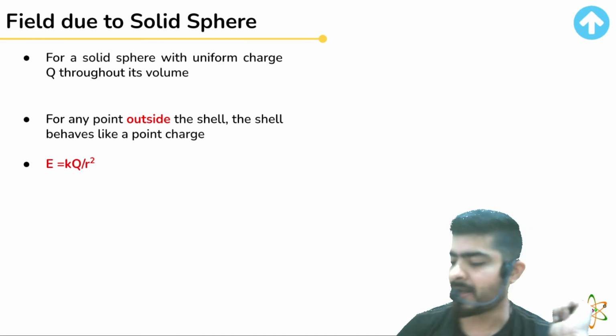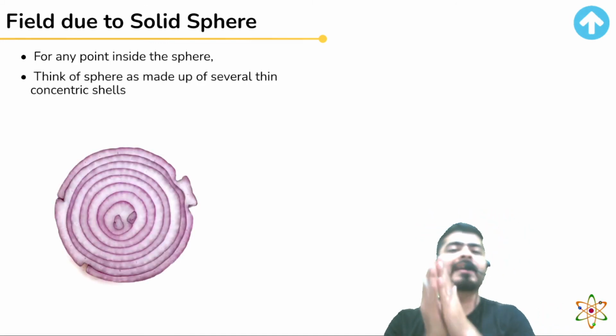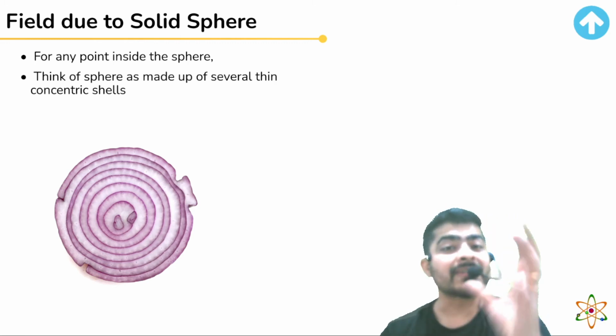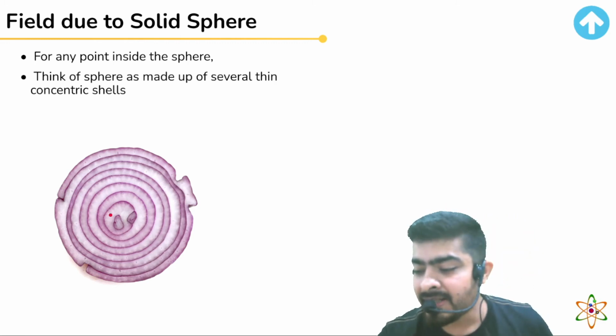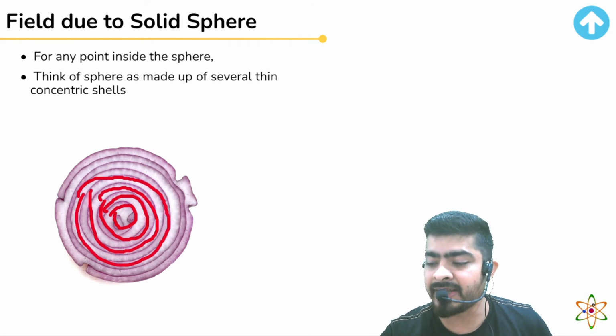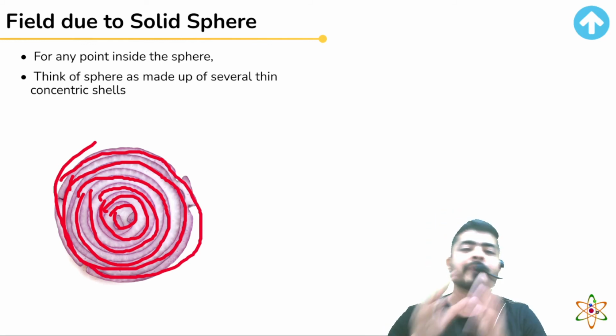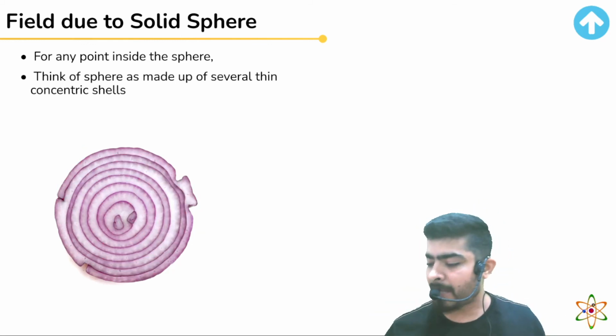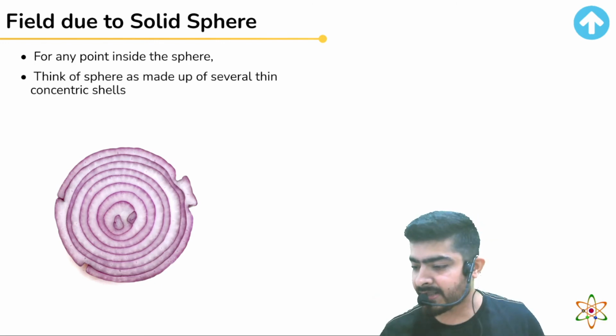Okay, now what about when you are inside the solid sphere? The solid sphere can be treated like it is made up of several layers, just like an onion. You can treat the solid sphere as if it is made up of multiple layers. Alright, so in that case what will happen? Let's understand this.